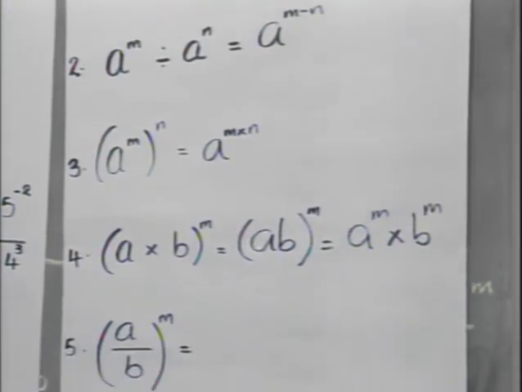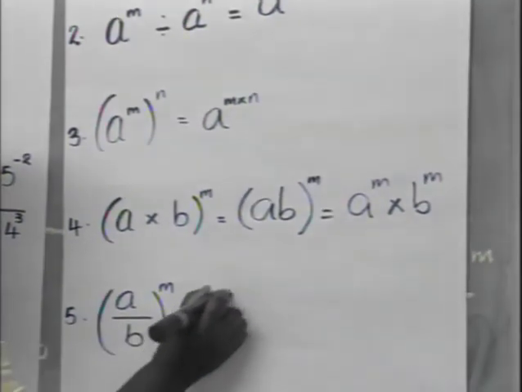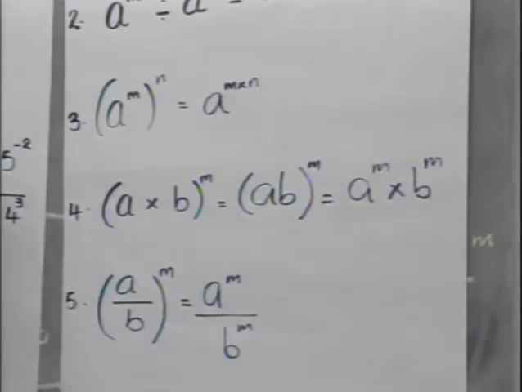If you divide a over b to the power of m, we actually looked at some examples in the previous lesson. Then this will give a to the power of m over b to the power of m.